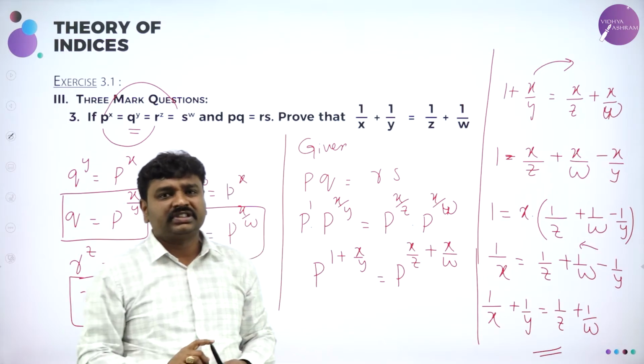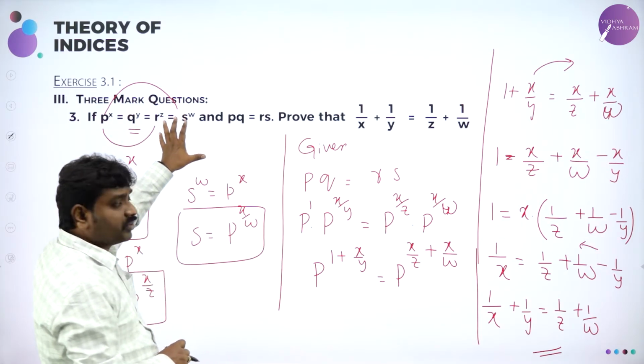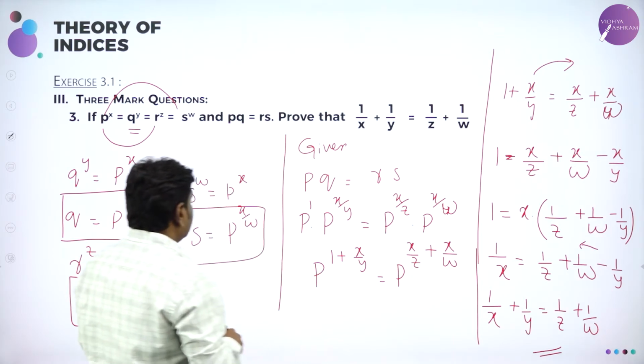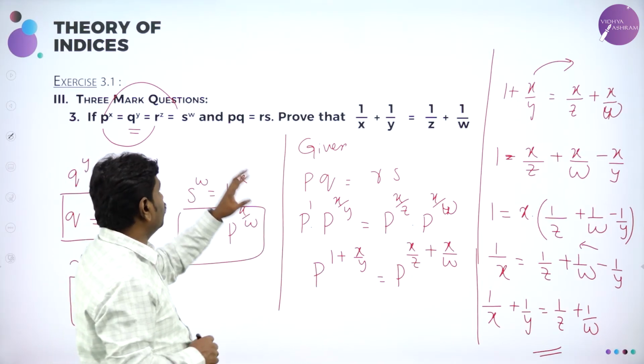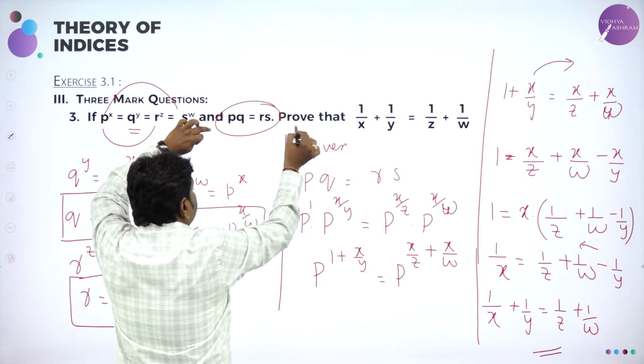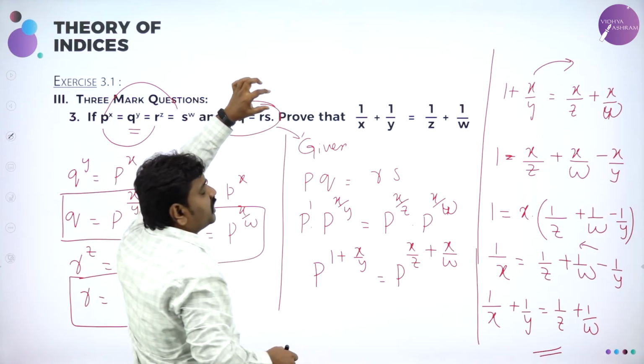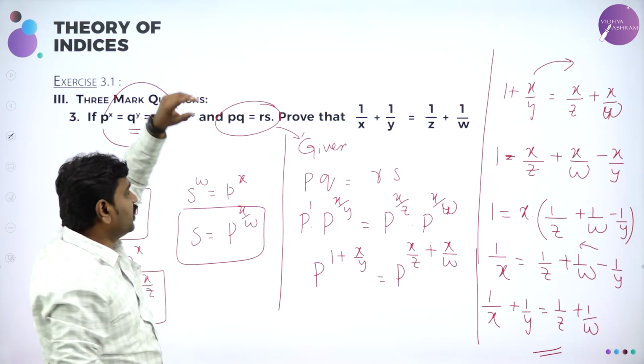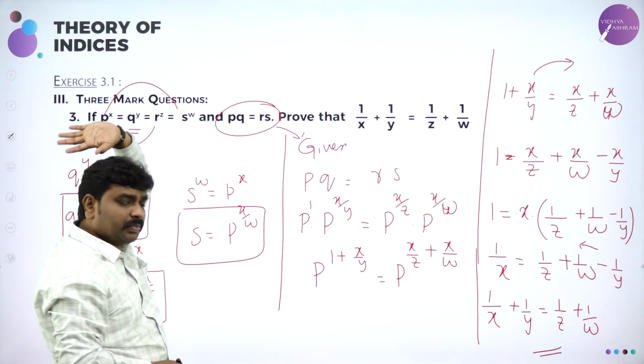So here the logic is simple. They'll give one variable in terms of another variable, get everything in terms of the same base. Now everything I converted in terms of P. So they give this condition, take the given condition, but make everything the same base. Either you can convert everything to P, Q, R, S. I converted everything to the first variable called P.